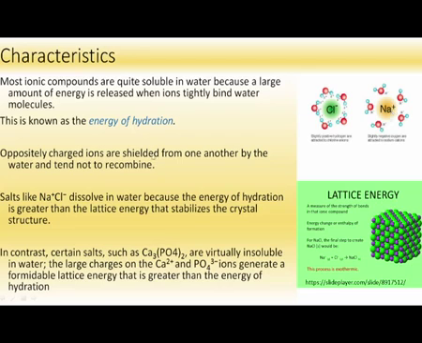So, the oppositely charged ions, which were shielded from one another by water and tended not to recombine, now recombine, and once they recombine, they do not remain in this fashion, but immediately form what is called a crystal lattice or a crystal. And once they crystallize, because this is the most energetically favorable state, they would like to remain in this fashion.